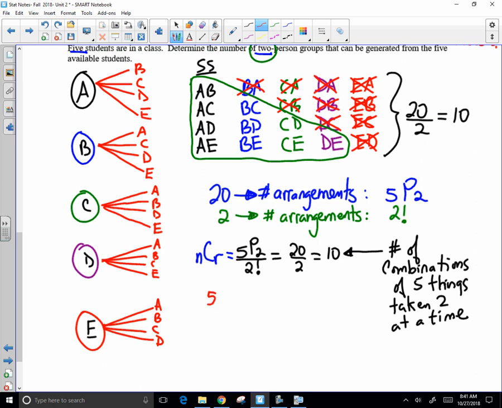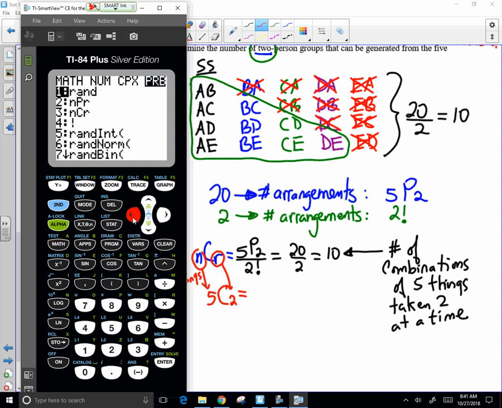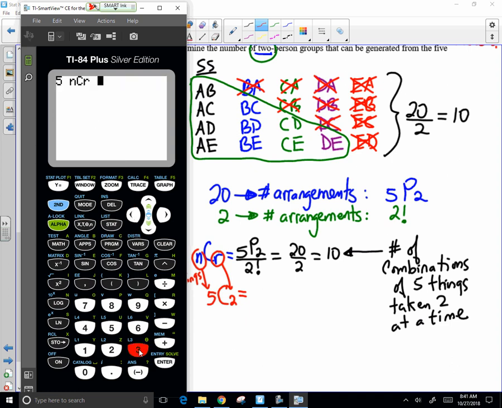So this one would be 5C2. Because again, we have 5 things, so this is our number of things, and they're taken 2 at a time. I can't fit 2 at a time in there without making it look terrible. So, number of things taken at a time. All right, I start off with the 5. I go to math, probability, option 3, it's the NCR one, and then type in the 2. Then hit enter, of course, and you get your 10.